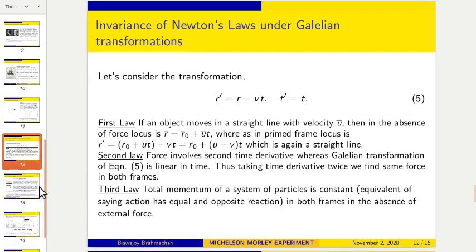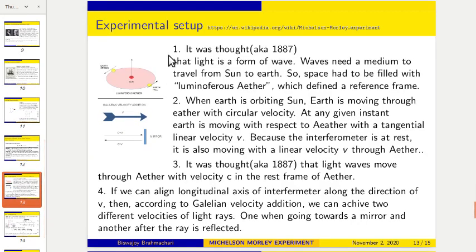Next we see this experimental setup. Earth is moving around the Sun, and at any instant Earth has a linear velocity. Light is propagating in ether, and in ether light has a velocity c. So we can set one arm of the interferometer along the direction of the velocity of Earth.